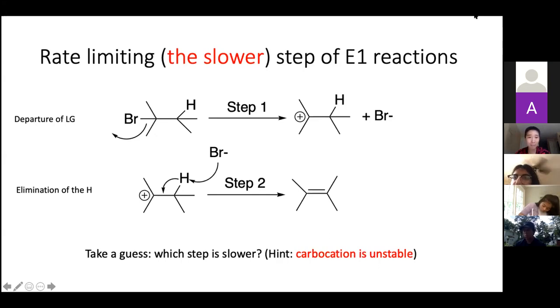Thank you, Karina. So just to reiterate what she just told us, carbocations are unstable, which means that to make them, it's going to be very hard. And the leaving group would have to be very determined in order to leave. Once it leaves, we have this carbocation, which really is not very happy. So in order for this carbon to be happier, the elimination of the hydrogen is going to be a very fast step. So the first step would be the rate limiting step.